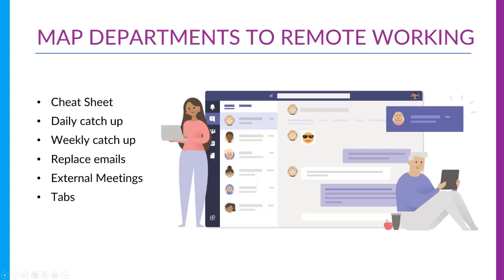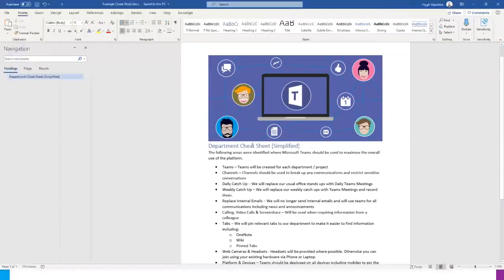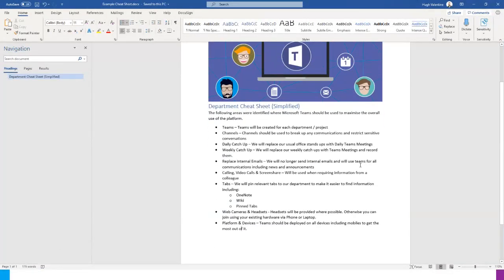With some of the organizations that we work with, we build what we call a cheat sheet. This is a very simple version of the cheat sheet. The idea is that we've been through a brainstorming session with that department and asked, how do you currently work? A really common one is daily catch-ups. Lots of people currently do daily catch-ups in the morning and the afternoon, where they sit down and discuss what the plan is for the day, any issues, that kind of thing.